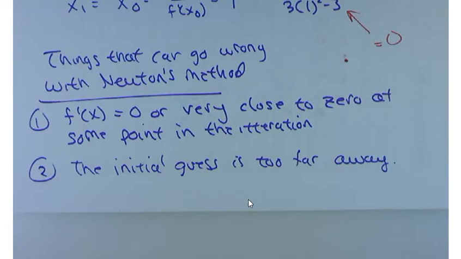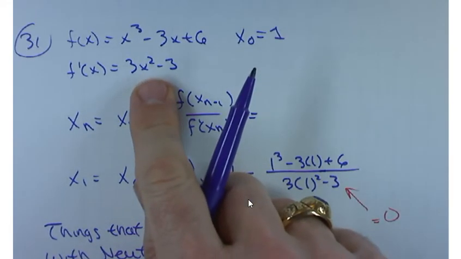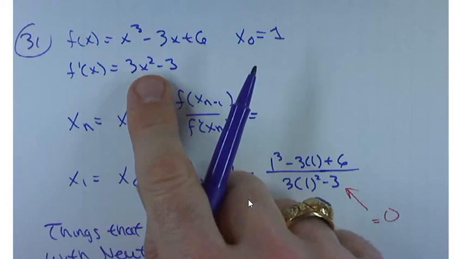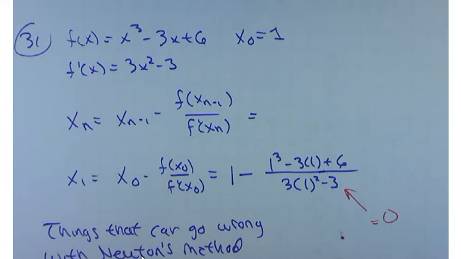Yeah, so the derivative has a root at 1. So it's going to equal 0 at 1. So when you get close to 1, then things are going to break down, because you're going to divide by something which is closer and closer to 0.